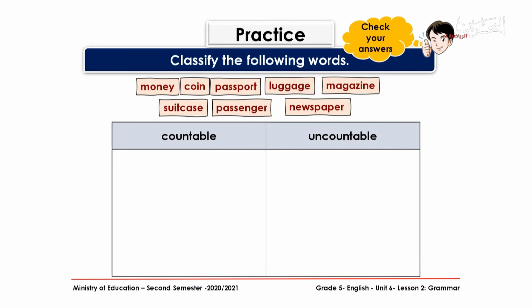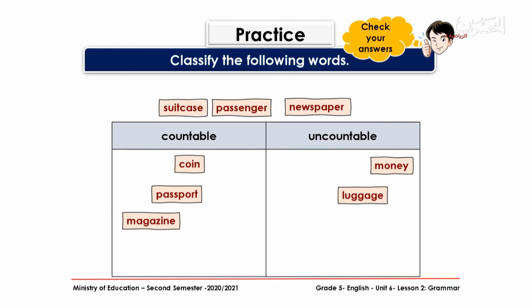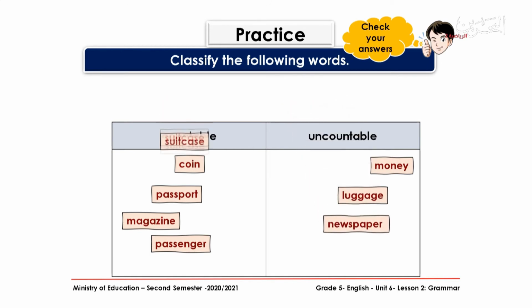So money is uncountable, coin countable, passport also countable, luggage uncountable, magazine countable, passenger is countable, newspaper is uncountable, and lastly suitcase is countable.